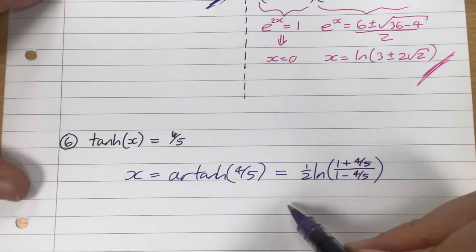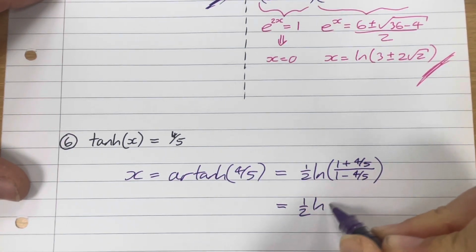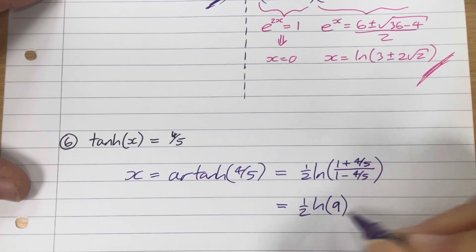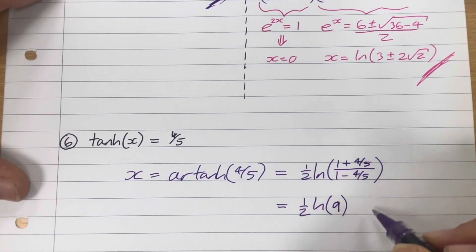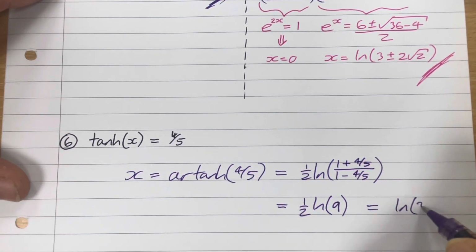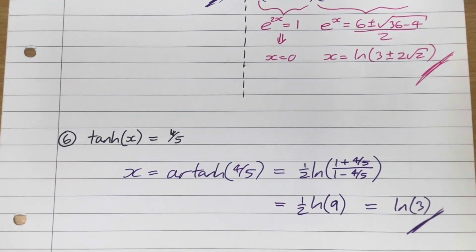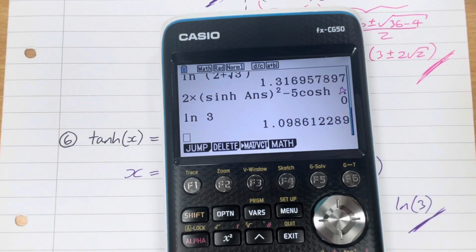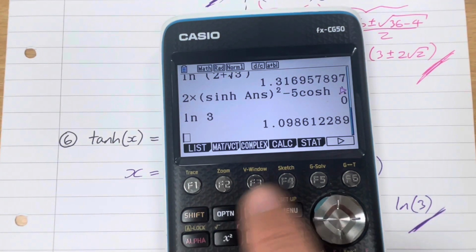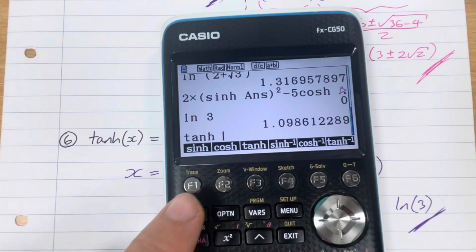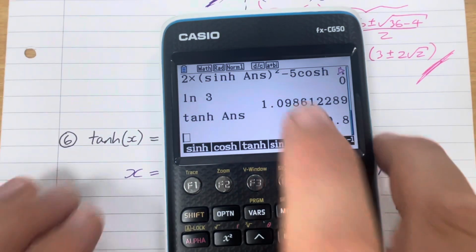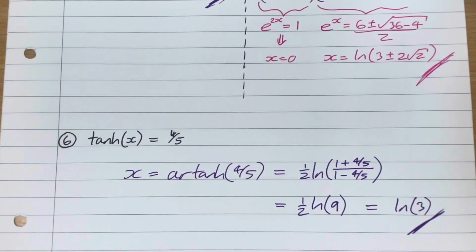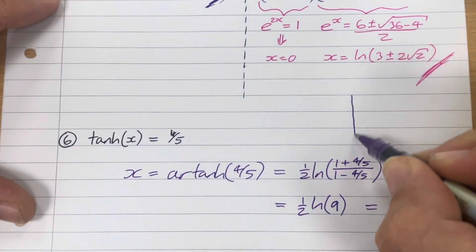So we end up with that. So that's a half times the natural log of 9/5 divided by 1/5, which is 9 if you cancel the fifths. And then I can use a log law to say, well, that's actually just the natural log of 3. And again, I can check that answer on my calculator, and you should. The natural log of 3 stored in ANS in my calculator. Go to my hyperbolic section. Tanh of that answer gives me an answer of 0.8, which is, of course, 4/5, which is what the question wanted.